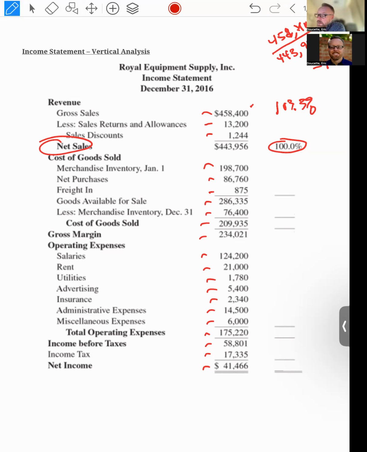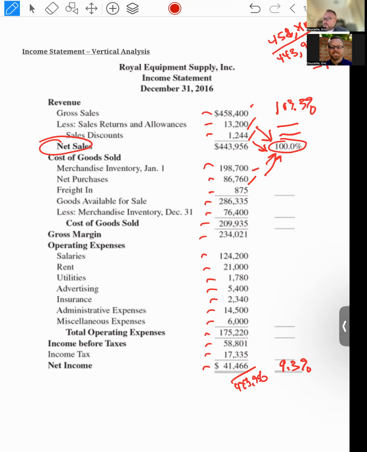And then I do the same thing. I take my 13,002 and I divide it by this. I take my 1244, I divide it by that, and I would write the percentage in here. And then I would take my 198,700, divide that by this, divide that by this, all the way down. Even the very last one, 41,466 divided by the 443,956. And that'll tell me the percentage of net income, which ends up being about 9.3%. So that's all you're doing. You're just basically dividing the number in the category by the total net sales.